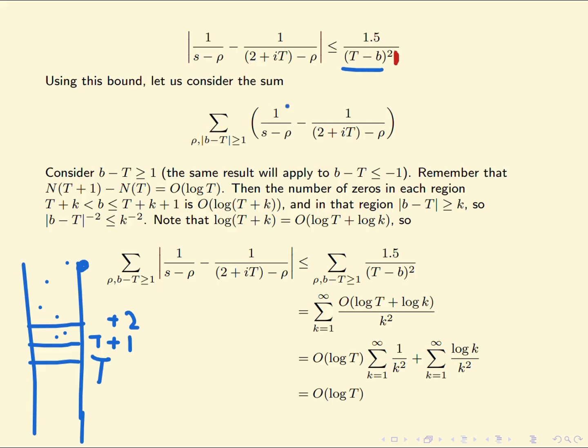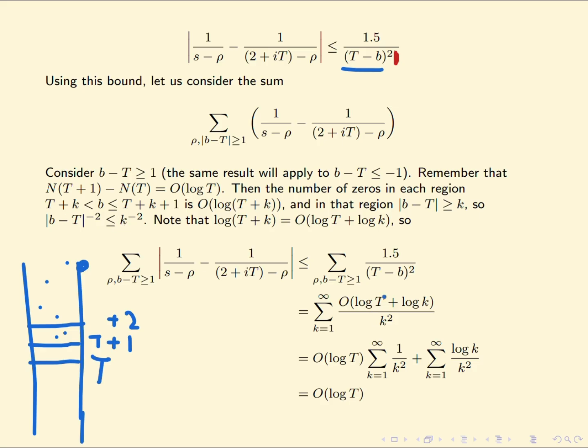So I'm going to take this whole sum and say it's less than or equal to the same sum of 1.5 over t minus b squared. I haven't done any new stuff here, I'm just using this inequality. And now I'm going to switch the t minus b to a k, because this thing is less than or equal to k to the minus 2.